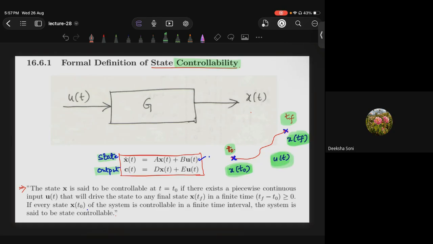Is this clear? Definition? Yes, sir. So basically this statement gives the same meaning. You can read this. I'll read it slowly, you'll understand.